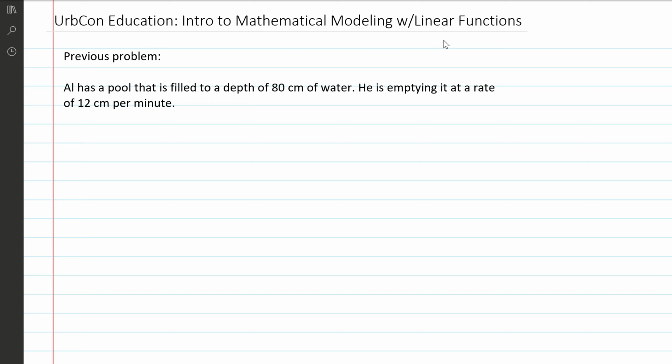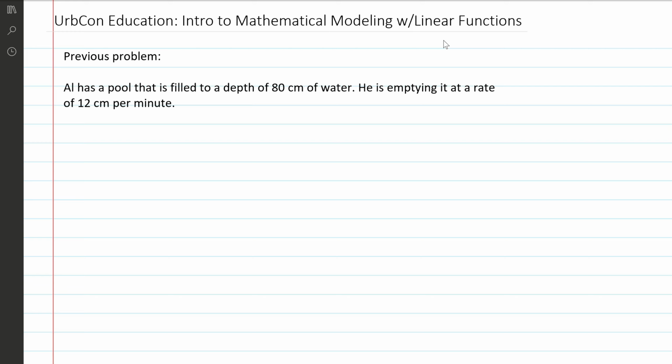So in a previous problem, in a lecture before this, in an Intro to Functions lecture, we talked about a swimming pool that was emptying. And the previous problem stated that Al has a pool that is filled to a depth of 80 centimeters of water. He's emptying it at a rate of 12 centimeters per minute.